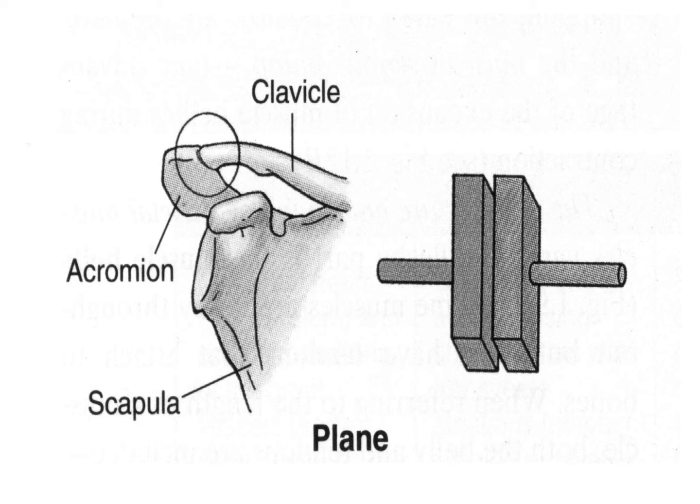Now we come to the plane joints. In plane joints, the opposing surfaces of the joint are flat. Best example is the acromioclavicular joint. This allows only sliding and gliding movements because the surfaces are plane. This is a uniaxial joint.